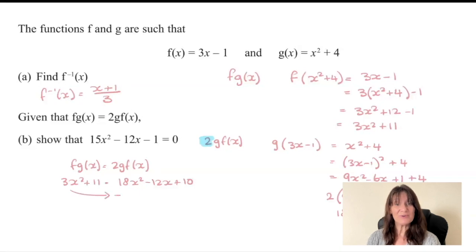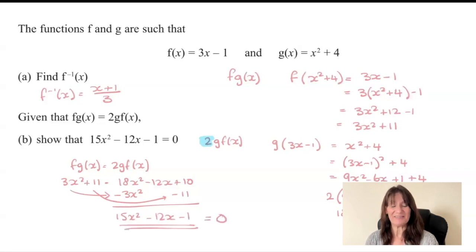What I now want to do is rearrange. Basically, we need it to equal 0. So we're going to bring that 3x squared across. It will land as a minus. We'll bring the 11 across, which also lands as a takeaway. This is going to give us 15x squared minus 12x minus 1. Happy days. We've got what we want, and that is going to equal 0. All I've done is change the left-hand side to 0 and pop the 0 on the other side.